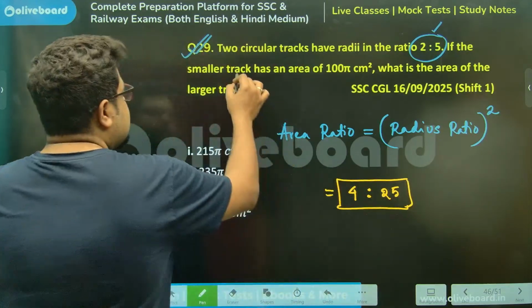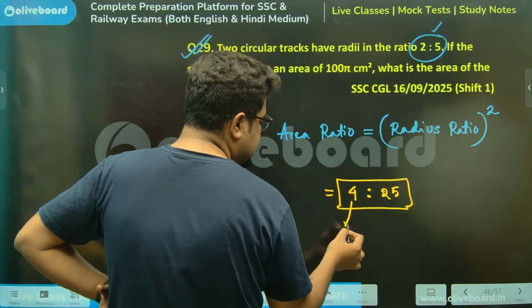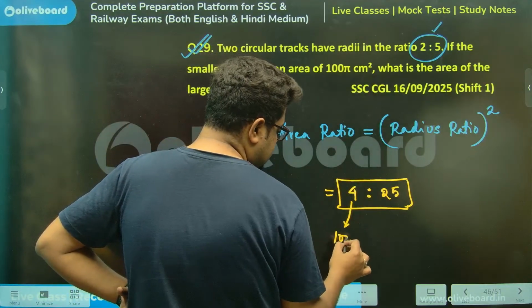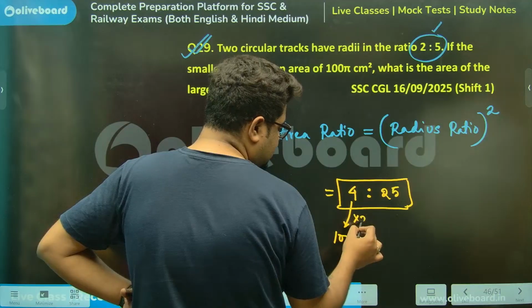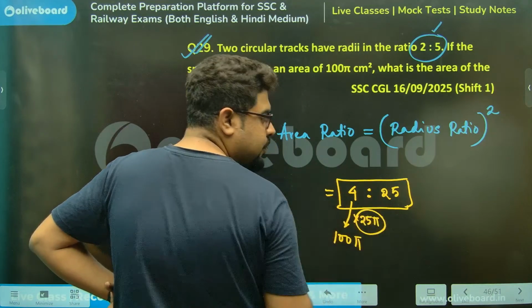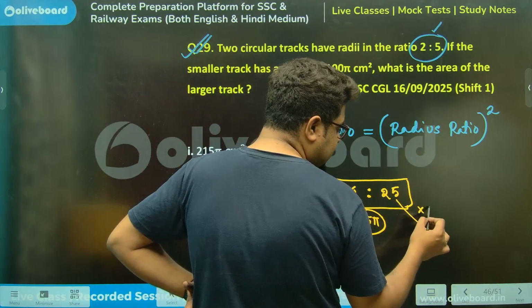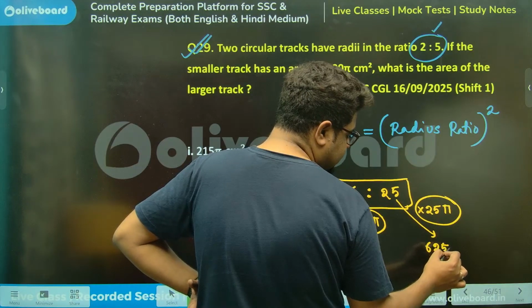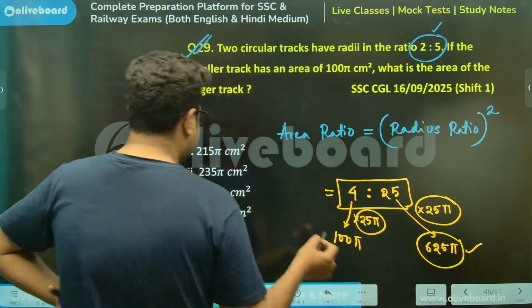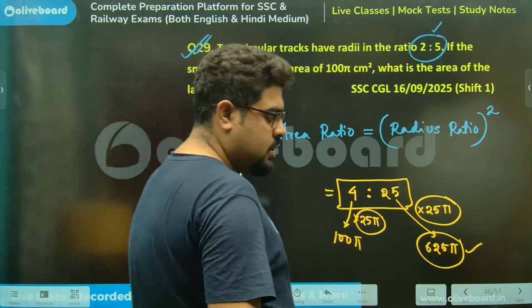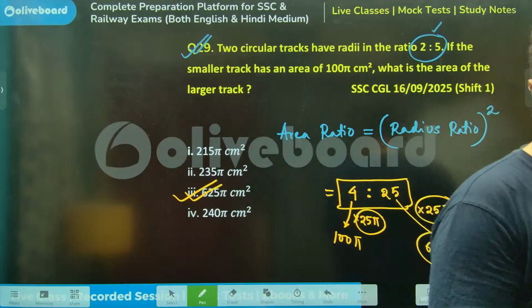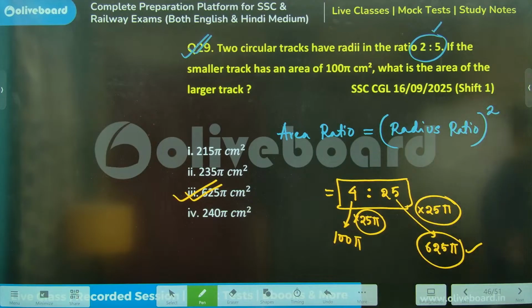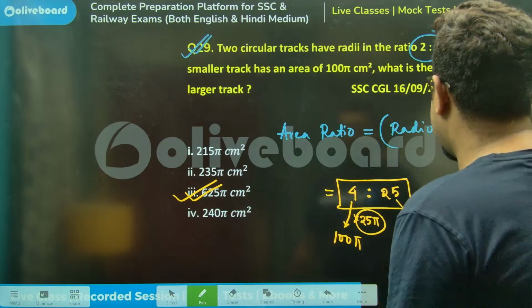Now, the smaller track, meaning 4 parts, is given as 100 pi. So one part is 25 pi. Here you do the same: 25 parts will be 625 pi, the answer. That's option number 3, your correct answer. Very simple again, not difficult at all.